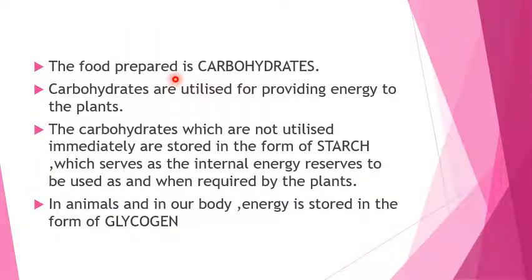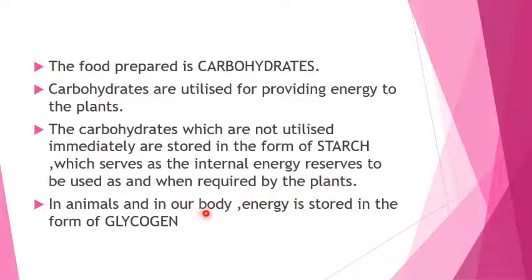The food prepared is carbohydrate. As you can see in the equation, that is glucose, and glucose is a carbohydrate, and it is utilized for providing energy to the plant, because photosynthesis, the main mode of nutrition, provides energy to the plant. Carbohydrates which are not utilized immediately are stored in the form of starch, which serves as the internal energy reserve to be used as and when required by the plants.